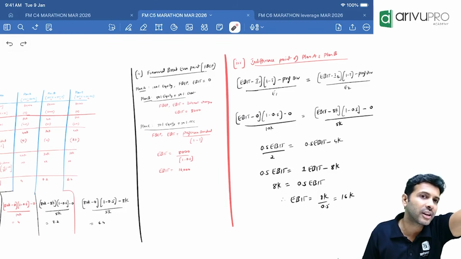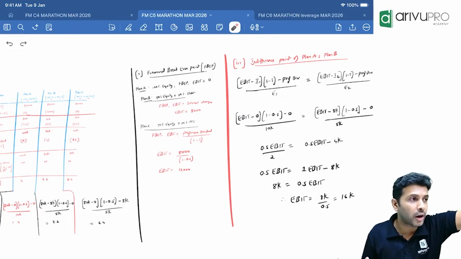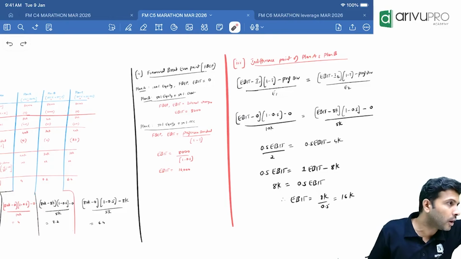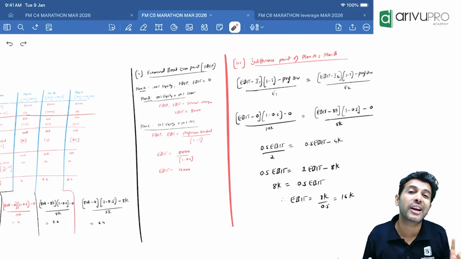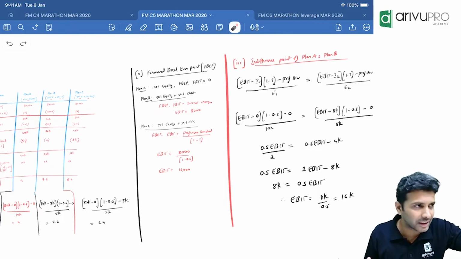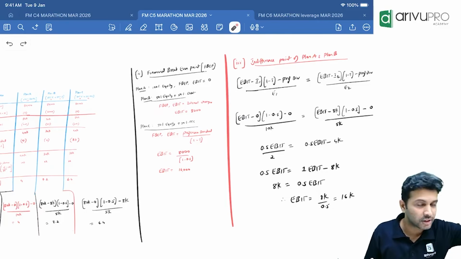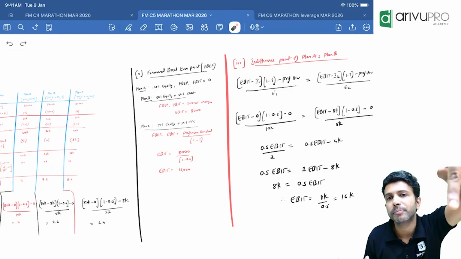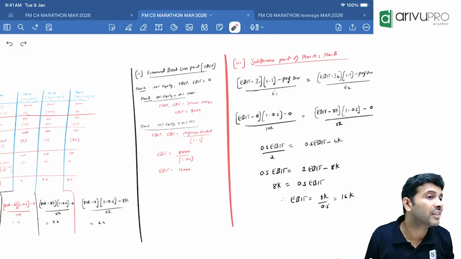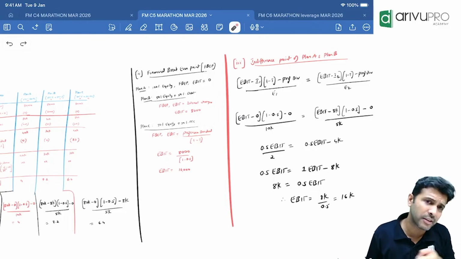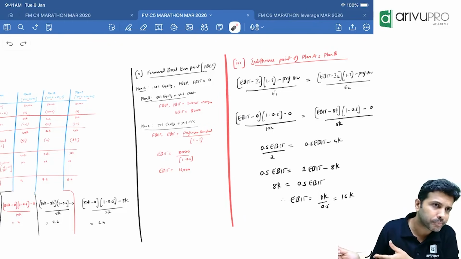Tell me two other scenarios here. If you are below the indifference point, you will select the plan which uses higher equity because that will give you higher EPS. If you are above the indifference point, then you will select the plan with higher debt because that will give you higher EPS. Can we prove that? I proved it. Can I show it to you?